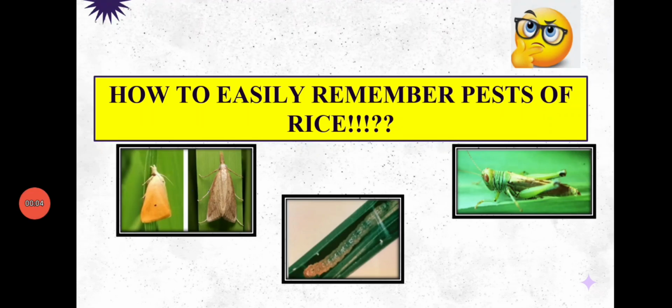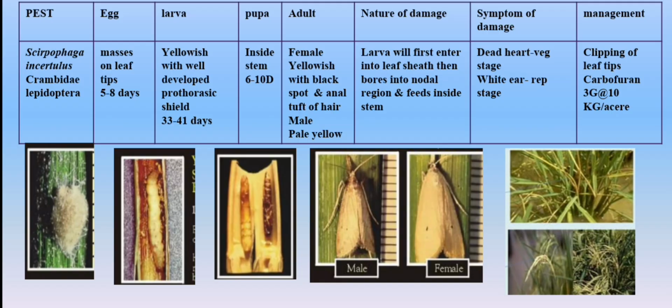Myself Dr. Ramyasri, and today I am going to tell you how to easily remember the pest of rice. Generally, the pest of any crops is very difficult to remember because each crop will have 10 to 15 important pests, and to remember each and every pest morphology, identification, nature of damage, symptom of damage is a difficult task.